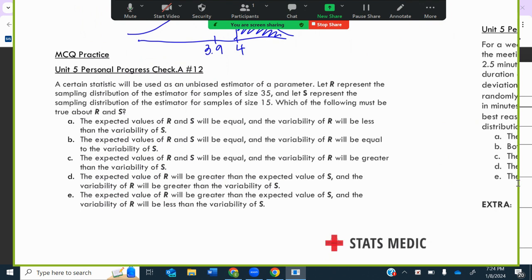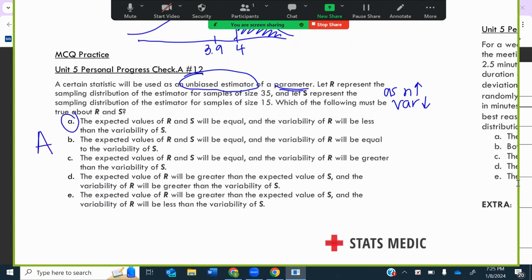All right. So we have R represents a sampling distribution of an estimator for samples of size 35, and S, same idea, but samples of size 15. So they're using the same estimator. So what that means is both should have the same expected value. The expected values are going to be the same if they're estimating the same unbiased estimator of the same parameter. But then, remember we learned as sample size goes up, variability would go down. And so R should have less variability than S. So A.